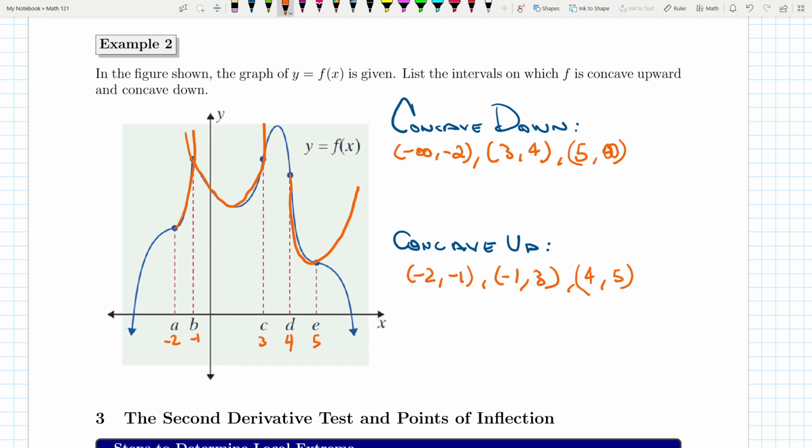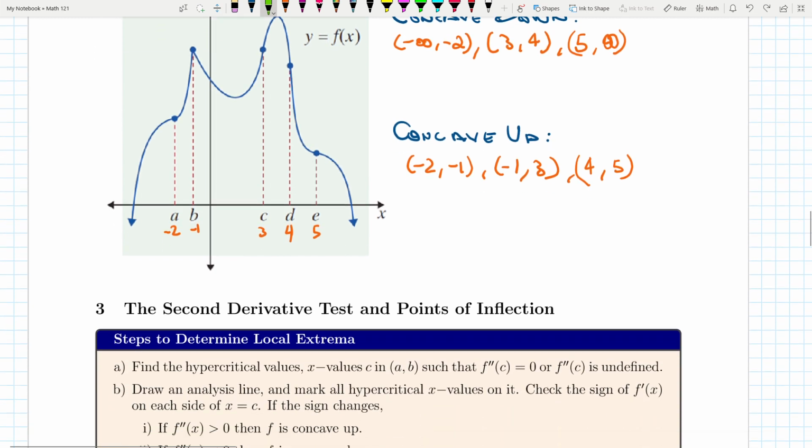So the question here is, can we just put these two intervals together into a single one and say -2 to 3 instead? No, unfortunately this is incorrect. That's because if we do that, we would be including this point right here. But notice at this point, it's neither concave up nor concave down. It's just a cusp in this case. It's just a sharp corner. So in this case, we need to write these as two separate intervals.